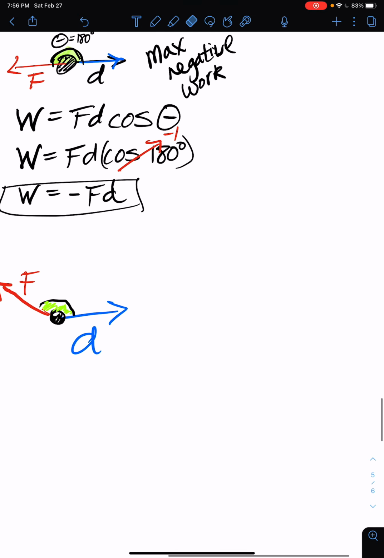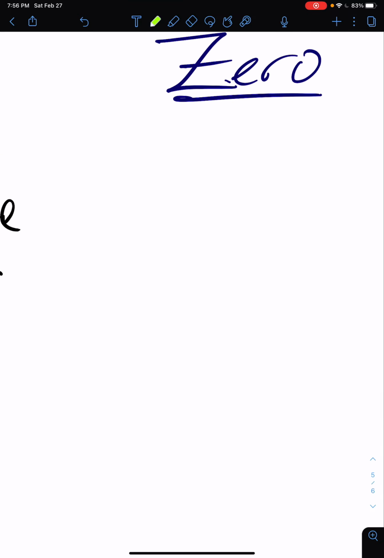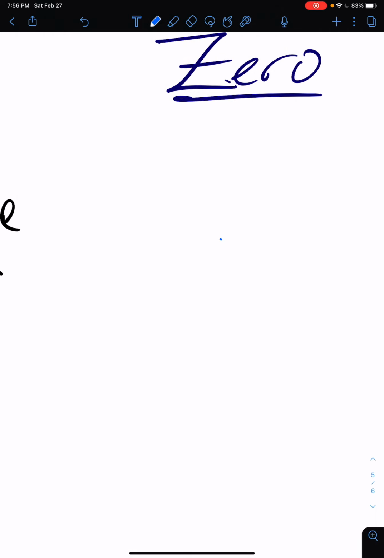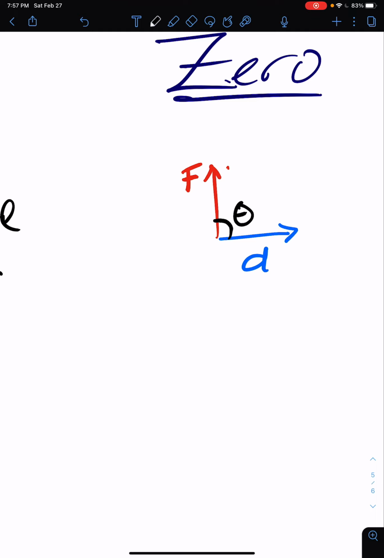Okay. And then finally, zero work. And I wonder if you can guess which way zero work is going to point. You could think of it this way. The cosine of what angle is 0? And it's 90, right? So let's check that out. So let's keep the distance pointed to the right. We've done that with all the problems. Let's have the force pointed vertically. And let's put theta right here. And so we end up getting something like this.